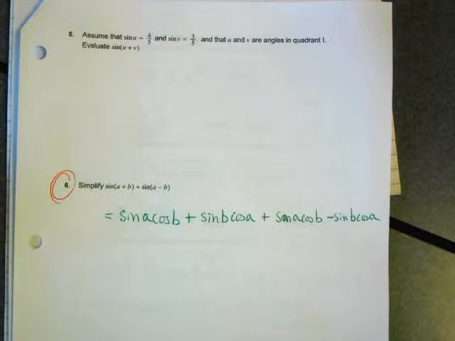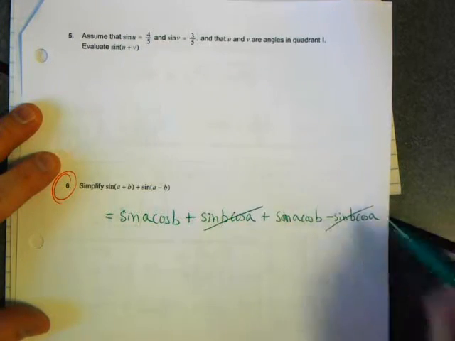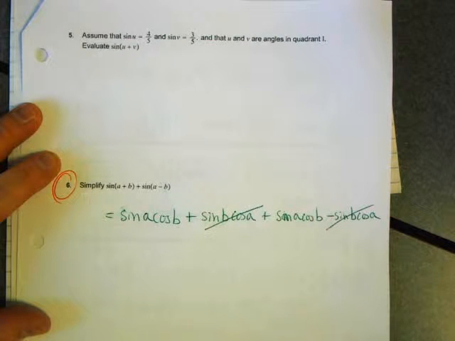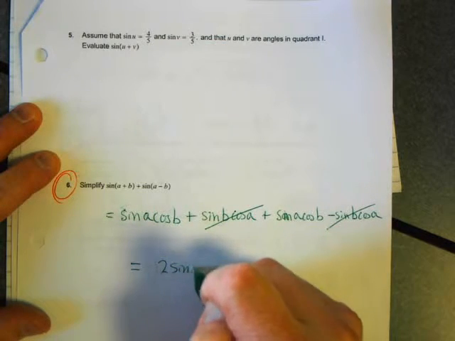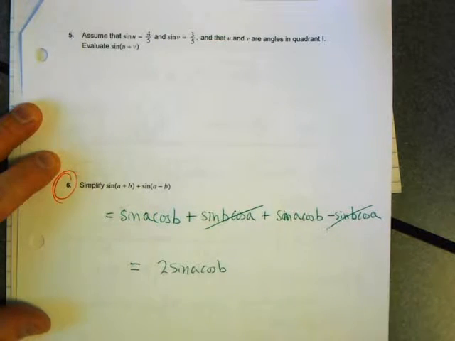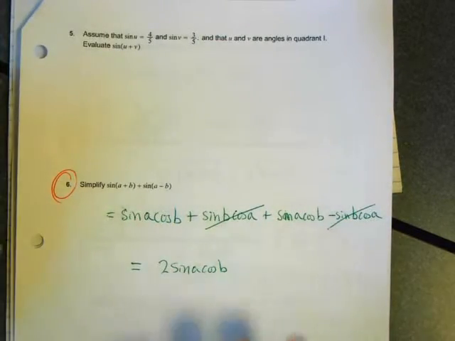And then what happens? Stuff cancels. What cancels? Those two cancel. And I can add those two together. So final answer looks like 2 sine A cosine B. Questions on that? All right, our last one here, number 5.